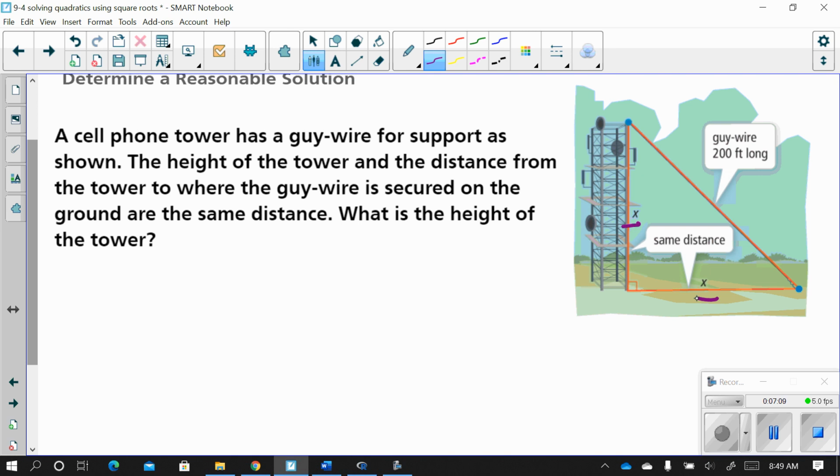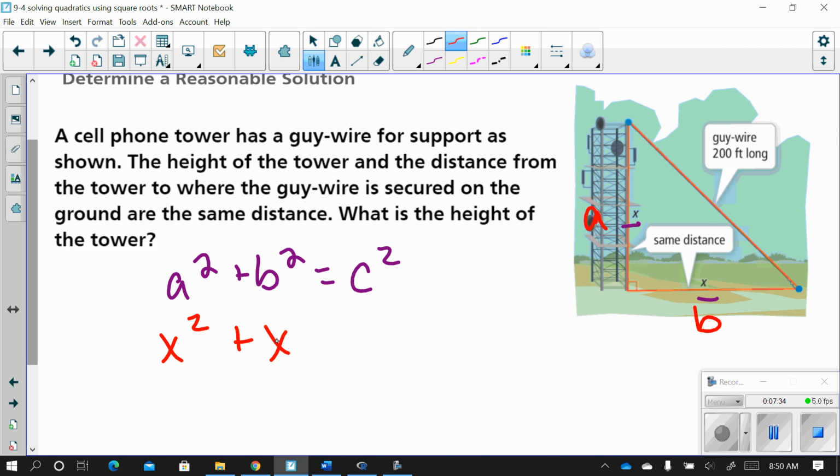Notice this is a right triangle. Do we know something about right triangles and finding all the sides? You should be remembering the Pythagorean theorem: a squared plus b squared equals c squared. Remember c is your hypotenuse, which is always across from the right angle. I'm going to let this side be a and this side be b. So it's x squared plus x squared equals c, my hypotenuse, so that'd be 200 squared.